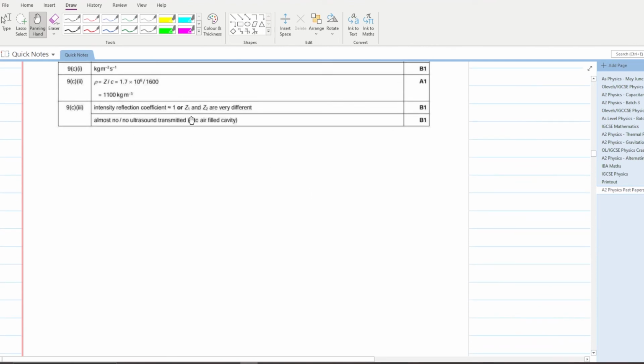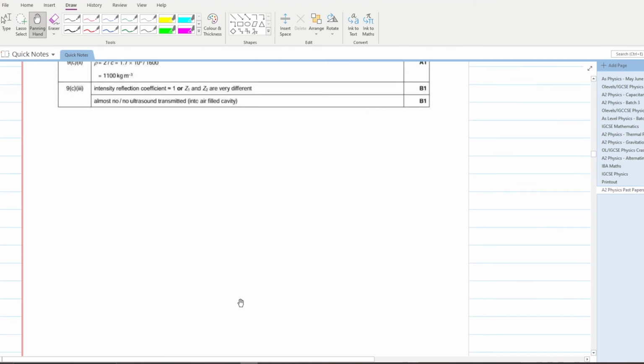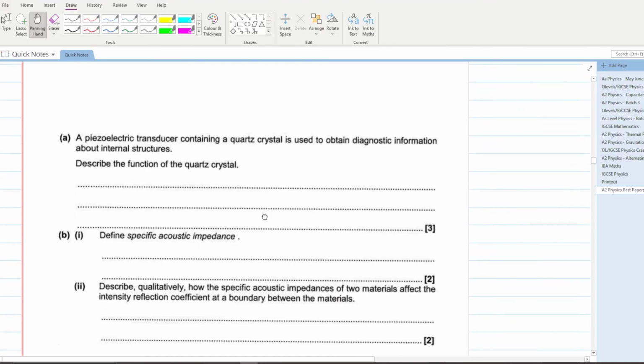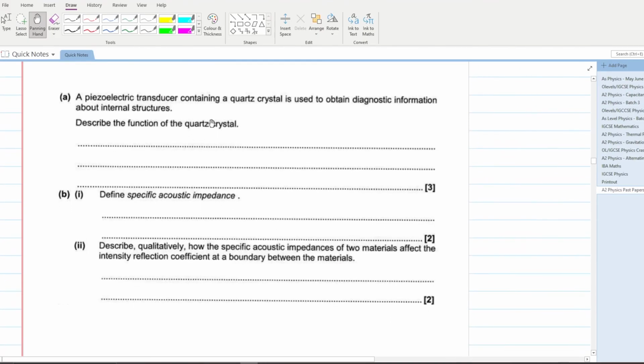A piezoelectric transducer containing a quartz crystal is used to obtain diagnostic information about internal structures. Describe the function of the quartz crystal. What is the function of the quartz crystal? To generate and detect ultrasounds. Now, how does it do that?